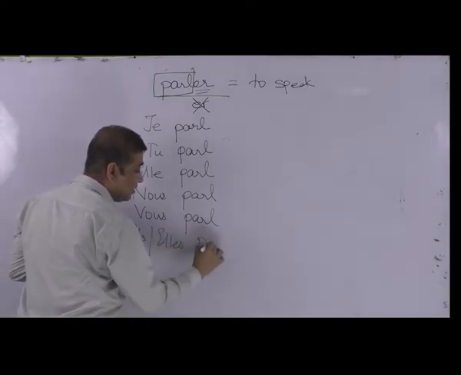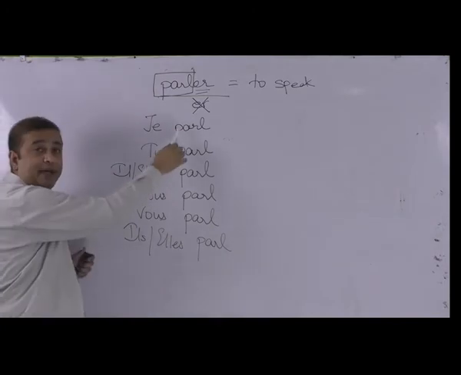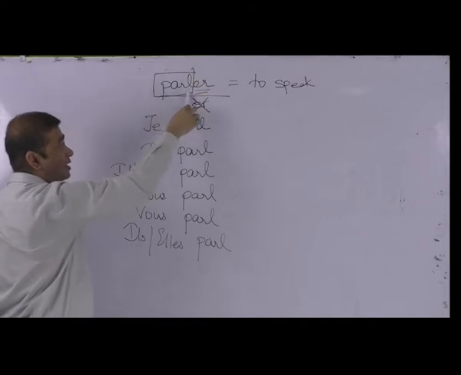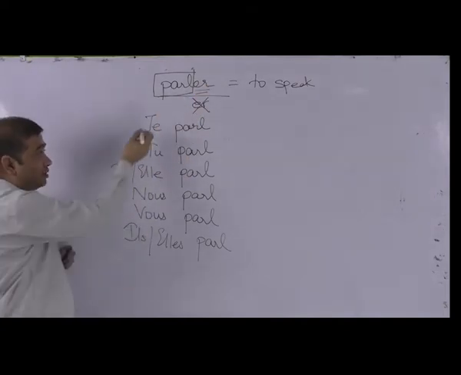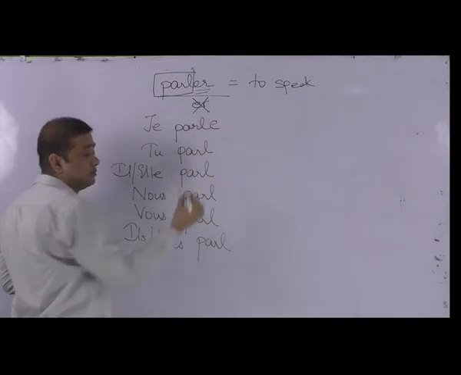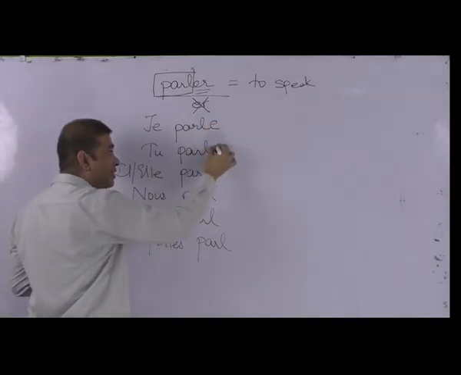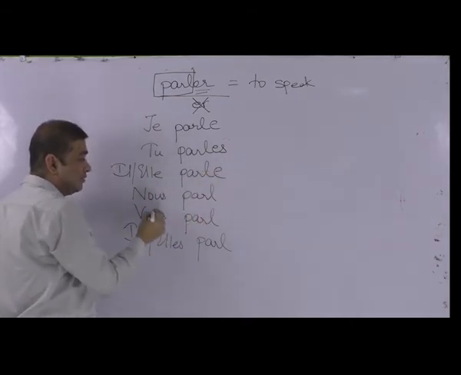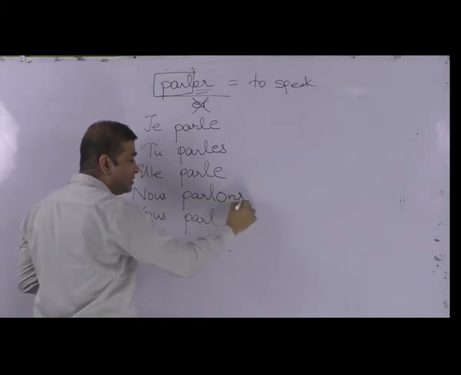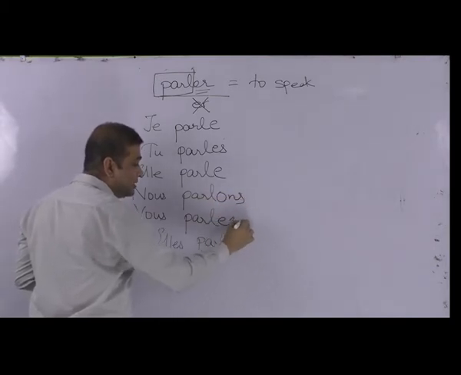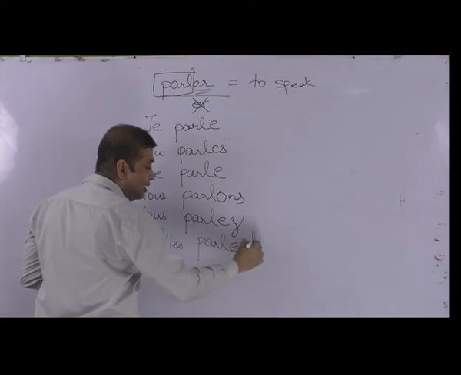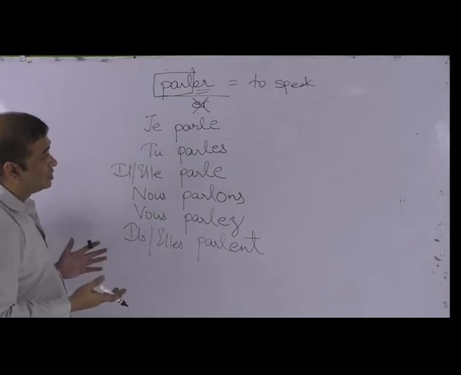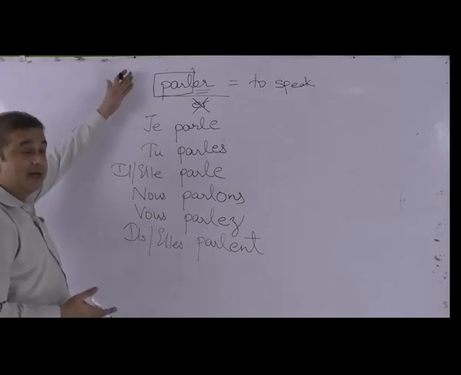You can see here in all the cases it is PARL. I've simply removed ER and I've got the radical for all. But for je, I have to add E. For tu, I have to add ES. For il and elle, I have to add E. With nous, I have to add ONS. For vous, I have to add EZ. And for ils and elles plural, I have to add ENT. So finally, I have got my conjugation of the verb parler in present tense.